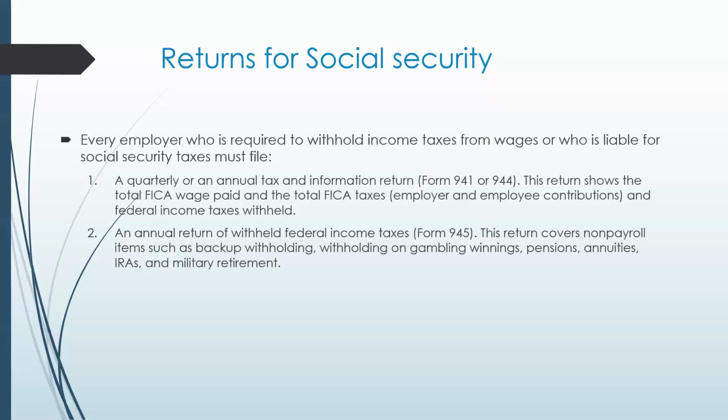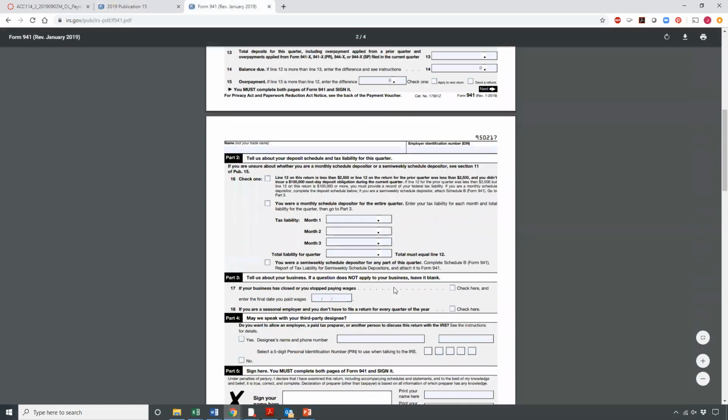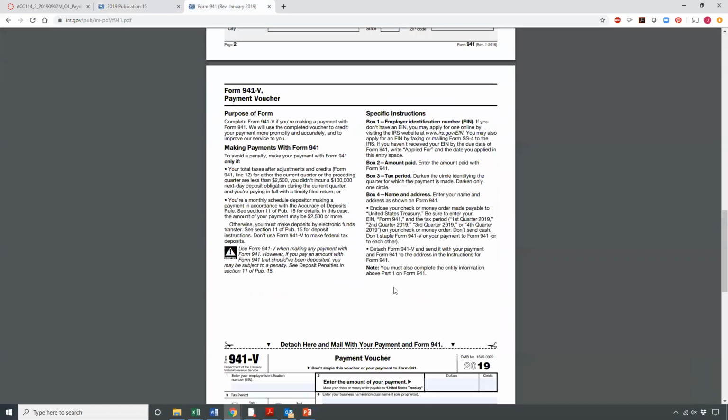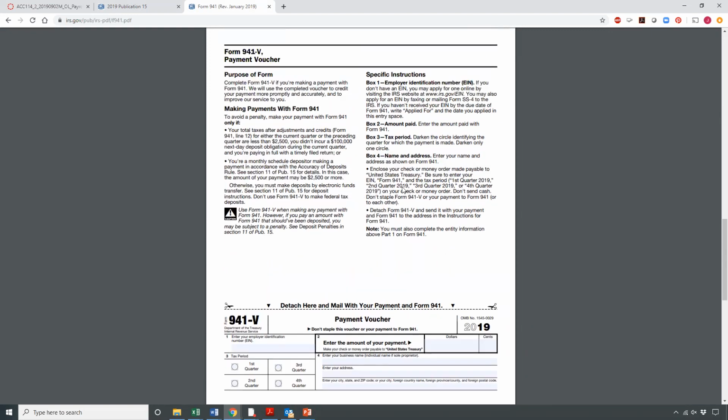Let's get back to this sheet. We've got the 941 that's online here, and here's a payment voucher, which, like I said, they're filing everything electronically now. But this is what the voucher looks like to make a payment.